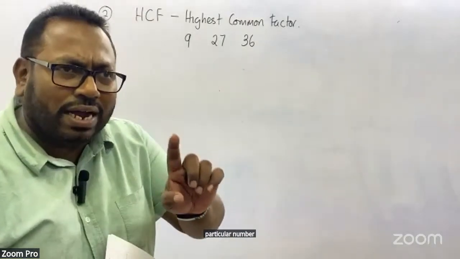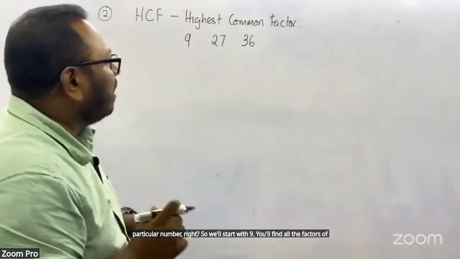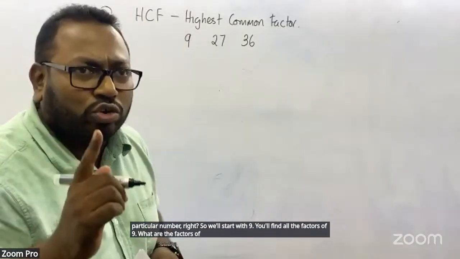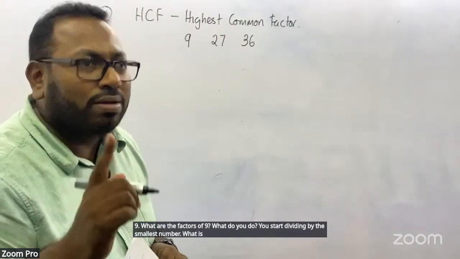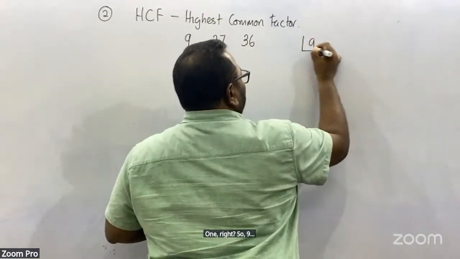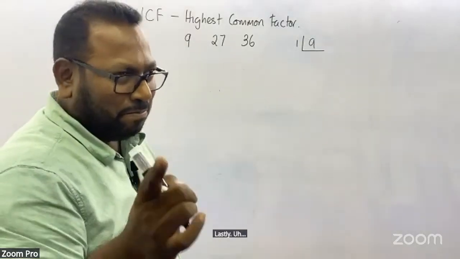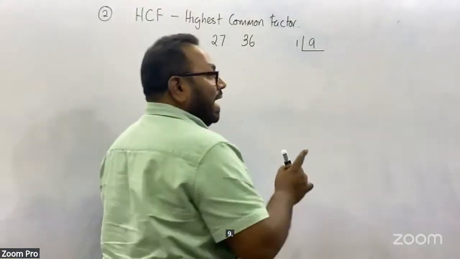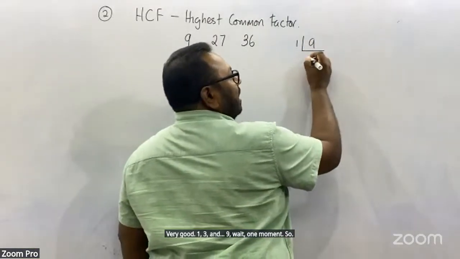So we'll start with 9. We'll find all the factors of 9. You will start dividing by the smallest number. What is the smallest number? 1. So 9 divided by 1 is 9.